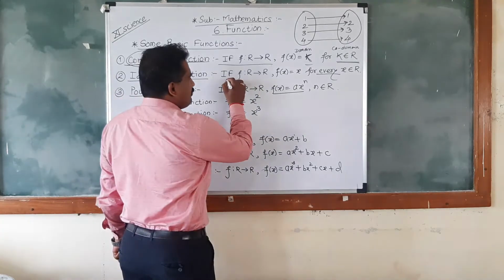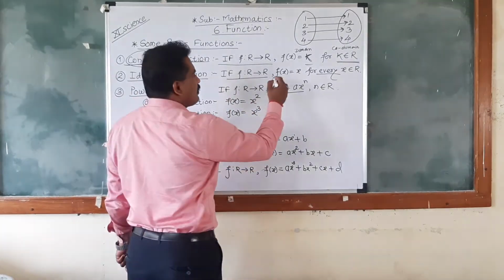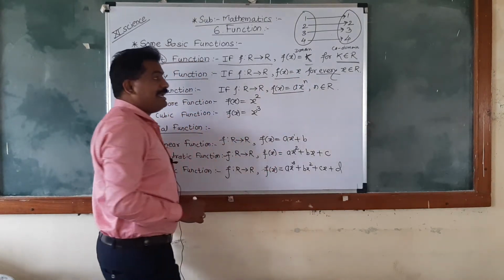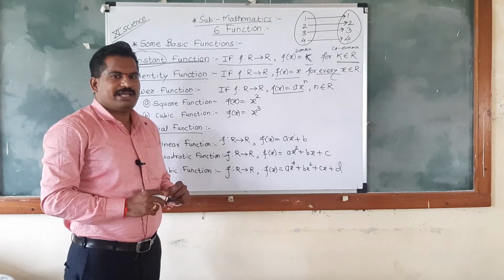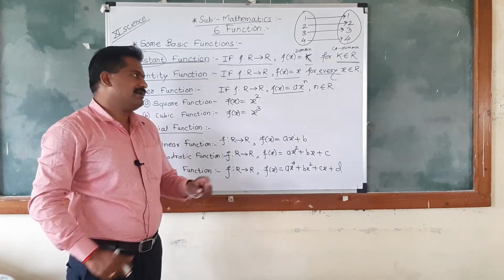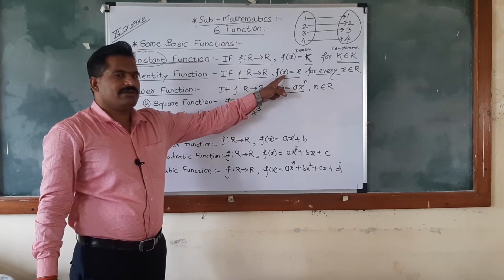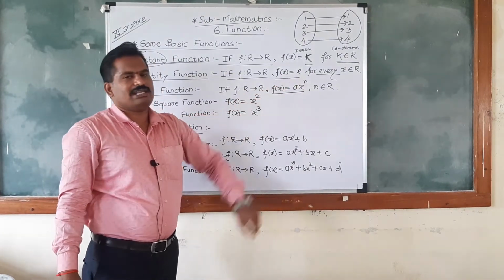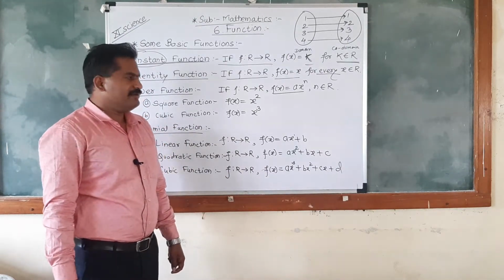Therefore, the function goes from real numbers to real numbers, and f of x is equal to x for every x belongs to R. That is, the function applied on x gives the image as x. Therefore, it is an identity function.